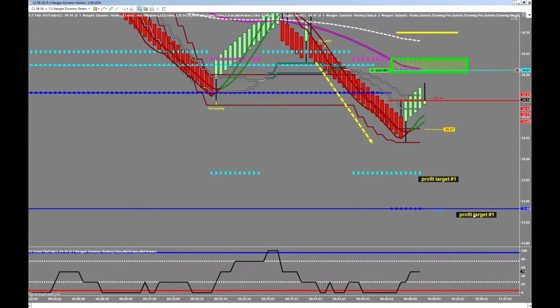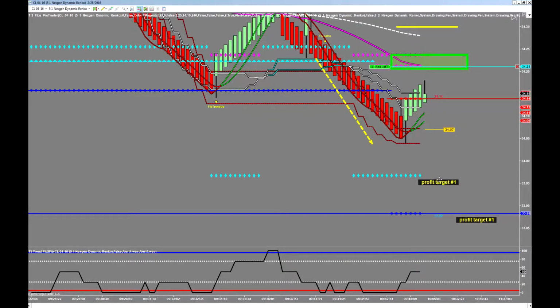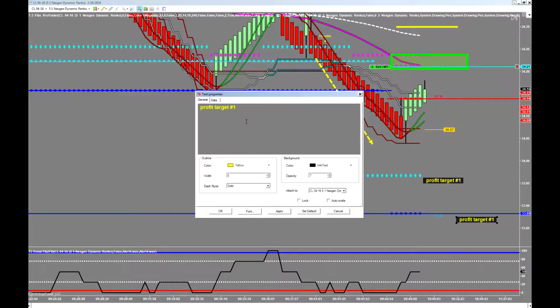And then second profit target at the second fib, right? And then obviously we'll manage very tightly if we get to profit target number 1. Oops, this is profit target number 2.